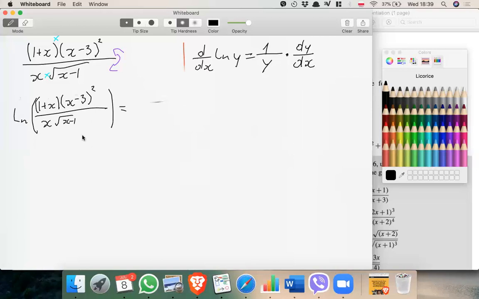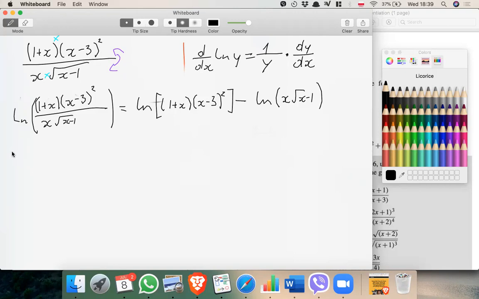We can rewrite this as natural log of, let me just do it in steps, 1 plus x times x minus 3 squared, and then minus natural log of x root x minus 1. So this is following the laws of logarithms that we had learned before, before we ended up online because of COVID.